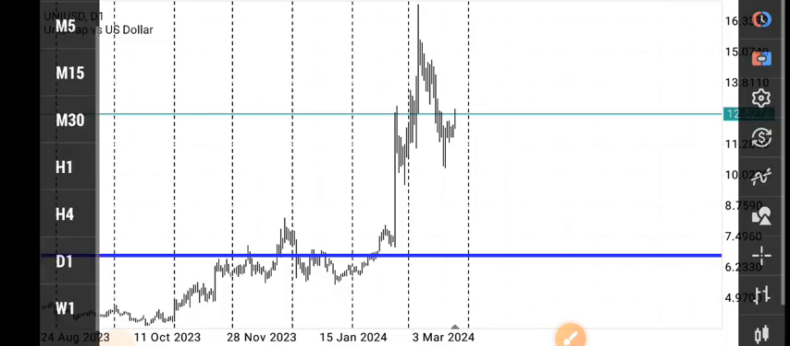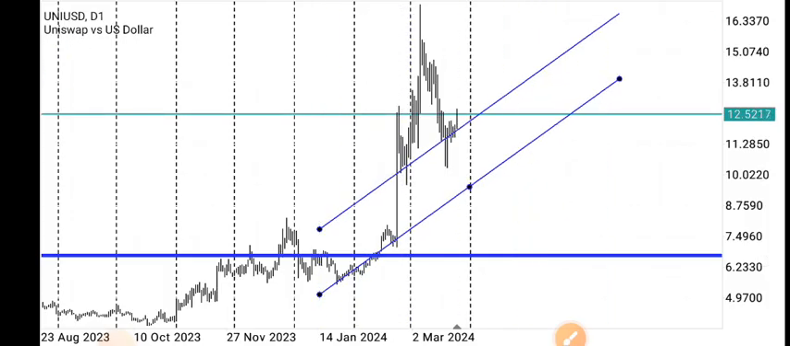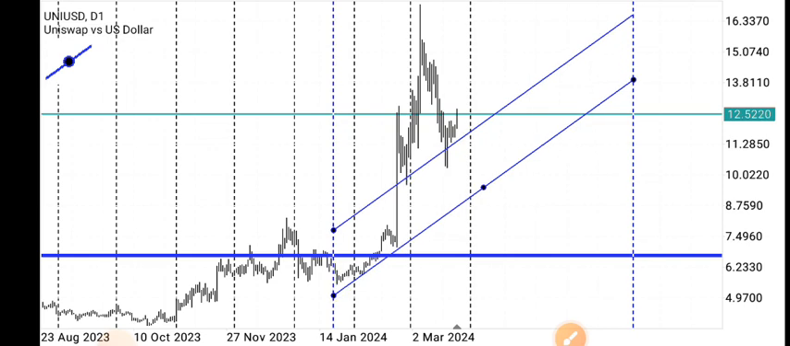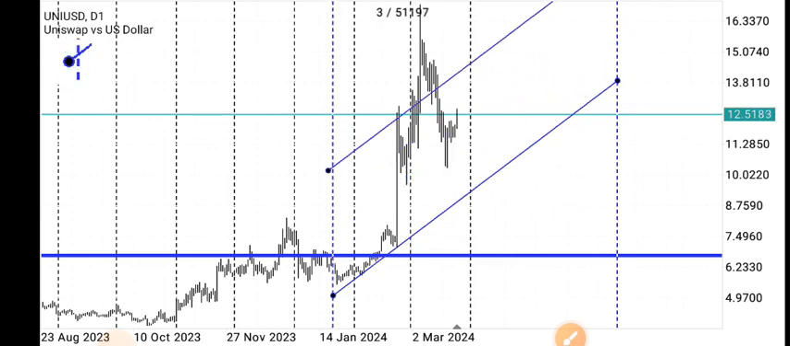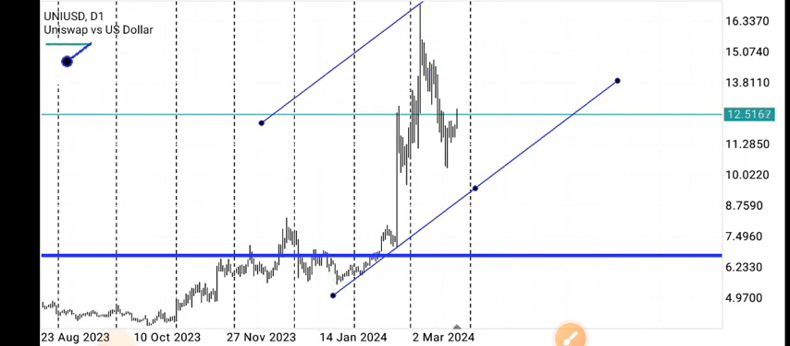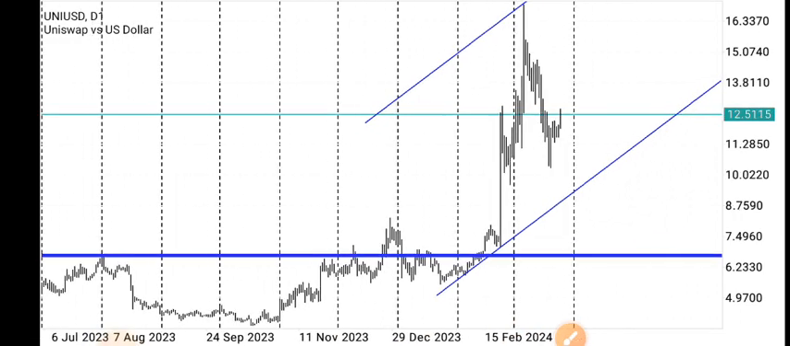On the daily chart, I'm just going to add my daily channel, and I would add it more or less in this manner, and just bear with me, guys. Let's see. Yeah, so there goes our daily channel.